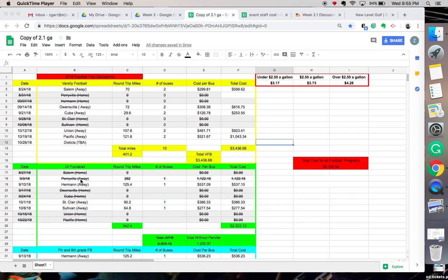Now there is one that I did not strike through, and it's her JV football game to Perryville. It would have cost her district $1,122.55. And then the next year would have cost Perryville whatever their transportation costs are. Our district decided to cancel that cost, so it's only going to be a varsity cost because of the excessive amount that it was going to be, considering it was 262 miles.